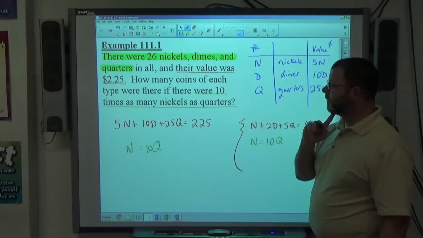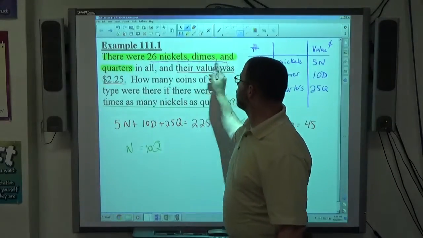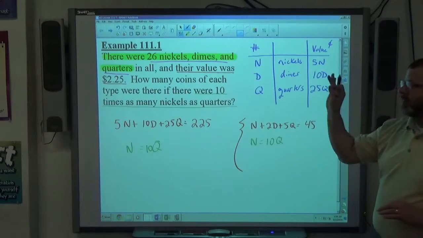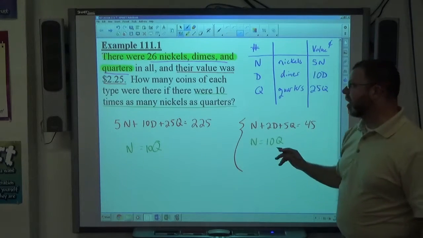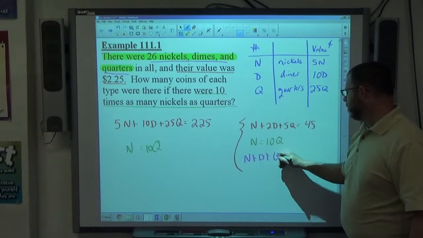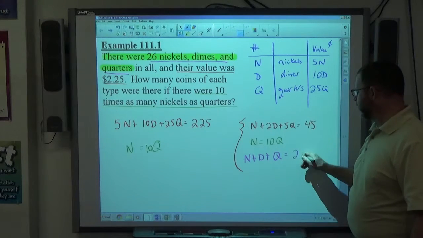26 nickels, dimes, and quarters. There were 26 nickels, dimes, and quarters in all. So we know exactly how many coins there are altogether. And again, that involves the number of coins, not the value of the coin. So nickels plus dimes plus quarters is equal to 26.